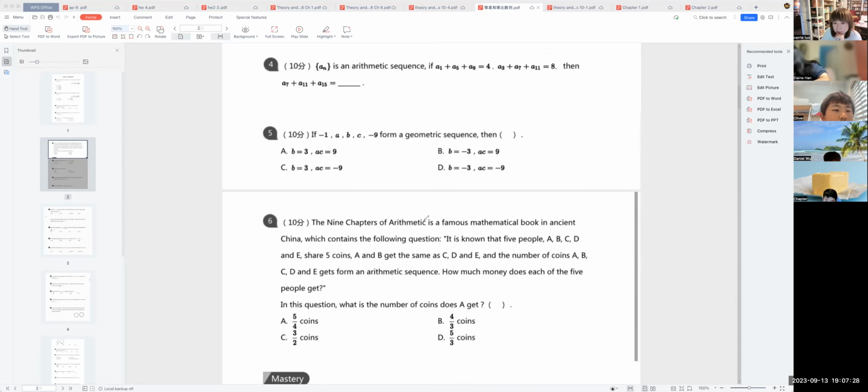The Nine Chapters on the Mathematical Art is a famous mathematical book in ancient China, which contains the following question. It is known that 5 people, A, B, C, D, and E, share 5 coins. A and B get the same as C, D, E. So everybody, it means A plus B equals C plus D plus E. Correct?